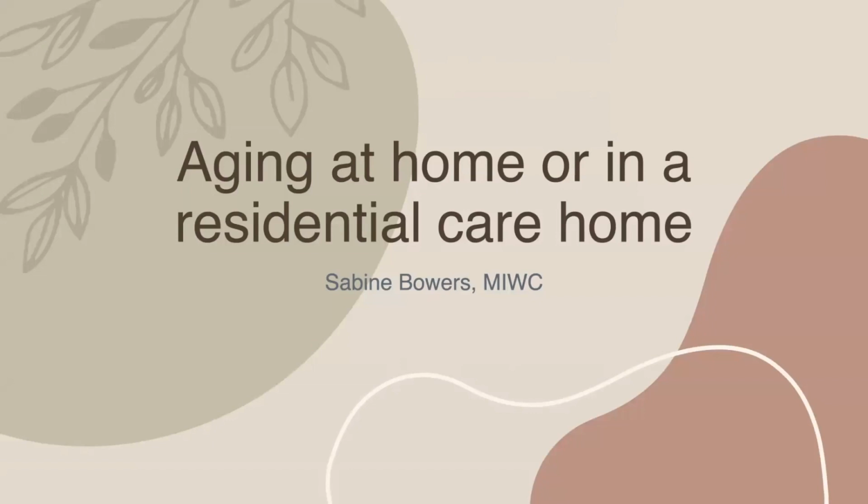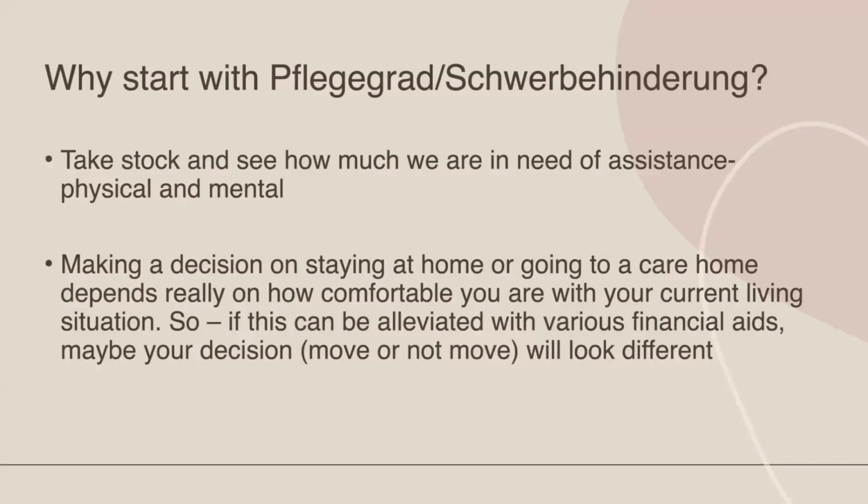Let's get started with why start with the Pflegegrad and Schwerbehinderung. Why do I start with this slide? Well, it's about stock taking. So how much assistance do I or the person I'm living with need? Is it physical assistance? Is it mental assistance? There could be onset of dementia, Alzheimer, or depression coming along with age. You need to start to ask yourself questions. Do I actually need help? And is it physical help, or is it financial help?